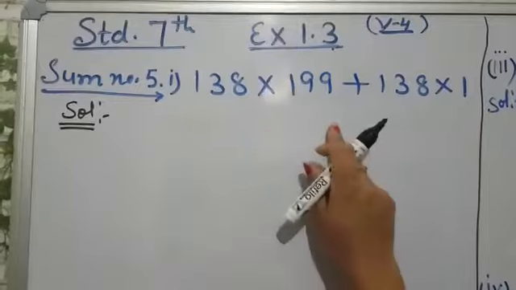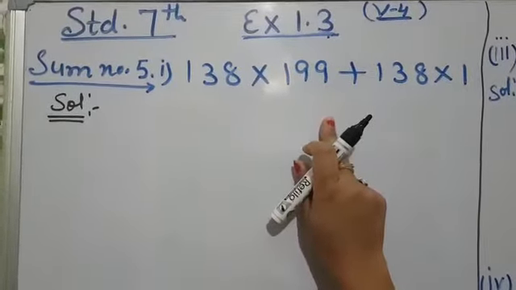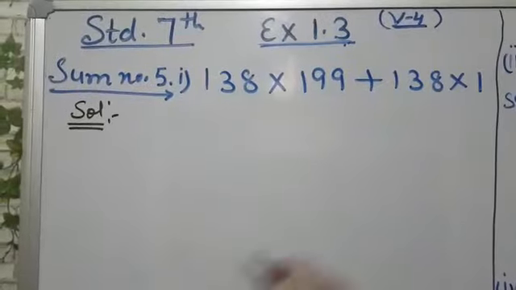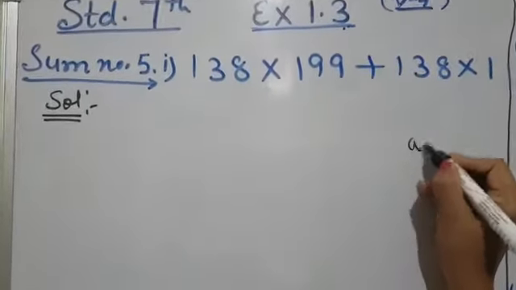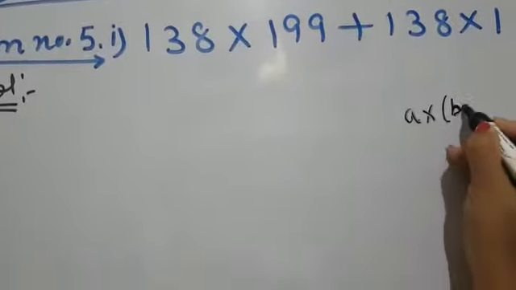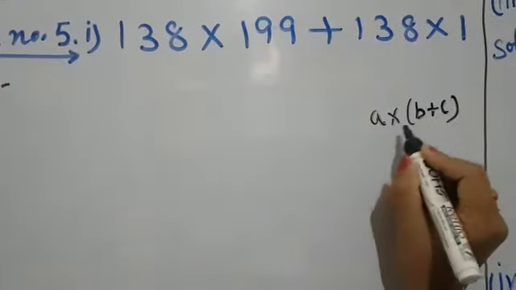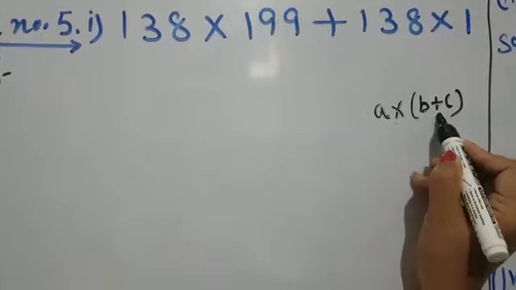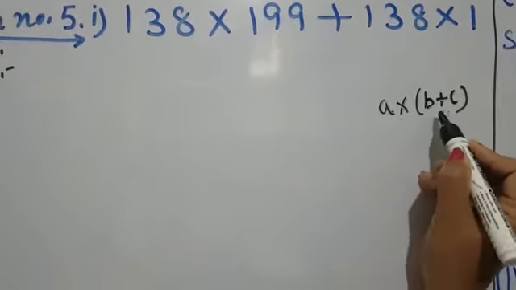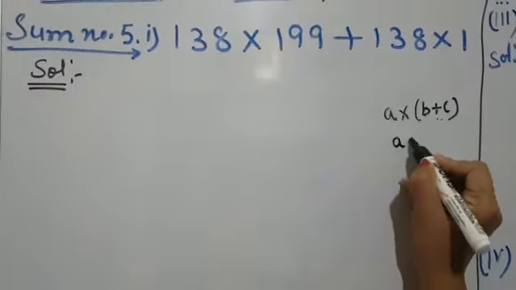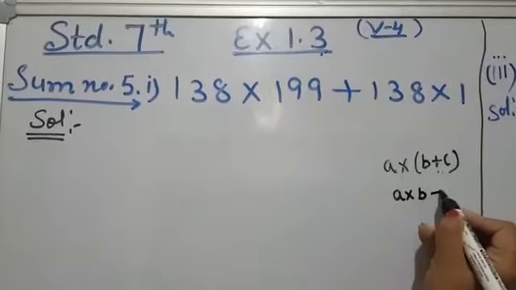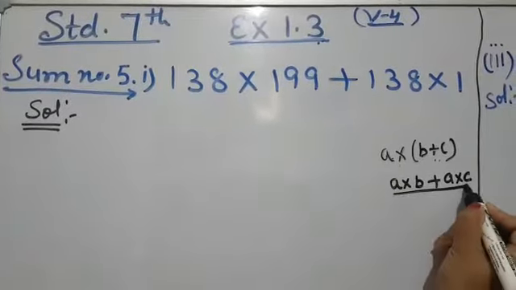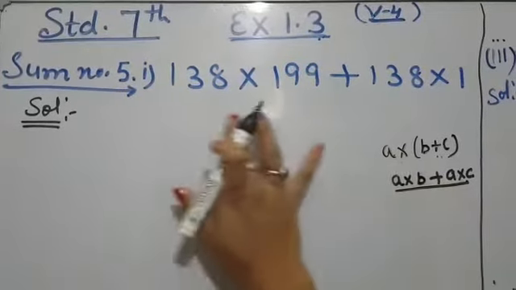So distributive property, we have already discussed all the properties of multiplication. Distributive property is A into B plus C. It contains two signs, multiply and plus inside the bracket, or it can be minus. So the result is A multiply B plus A multiply C. So you can see this condition is given here.